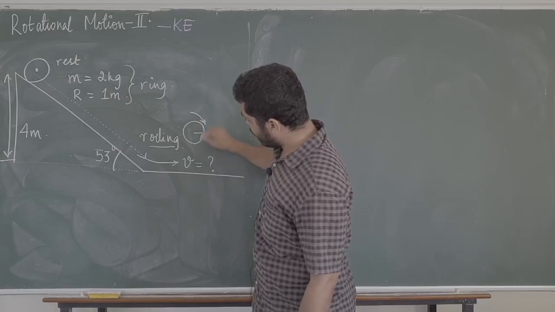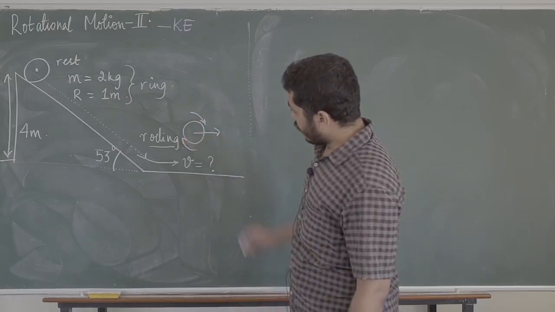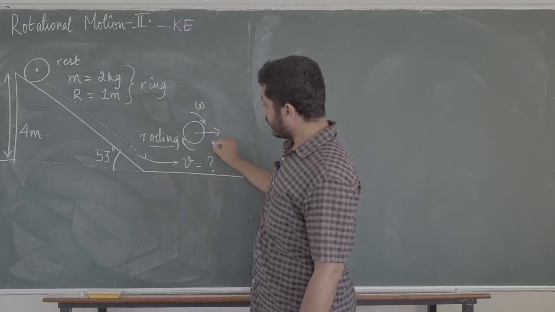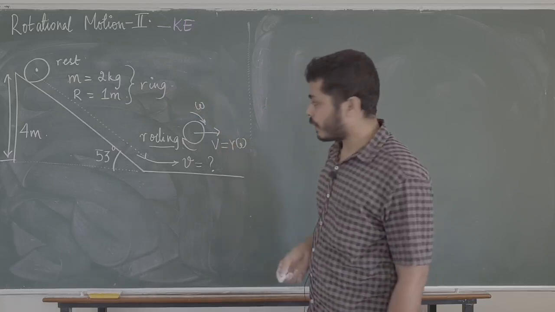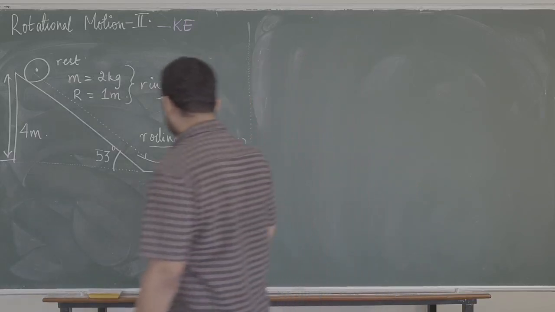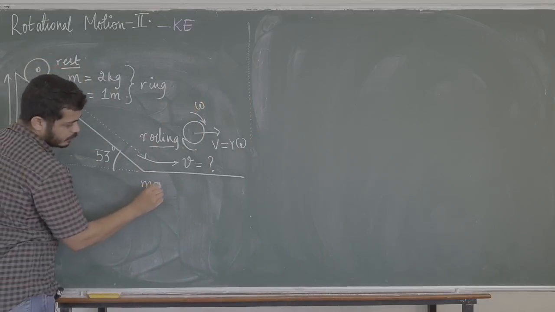In addition to that, the object is also rotating. We can say both of those things. So if the object is rotating, then we can say V is equal to R omega. तो अगर V is equal to R omega है, at this point the object is at rest. At this point the object is moving.